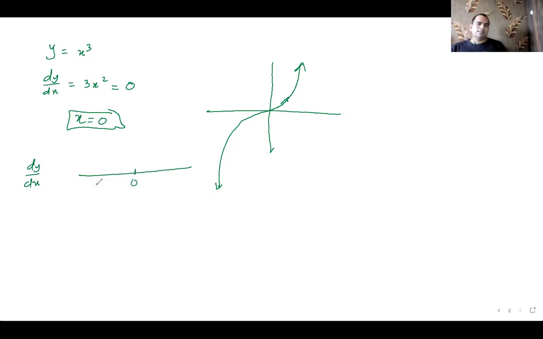Now let's say on this side I take -1 and plug it here. So 3 times -1 squared is positive 3. So here it's positive. And if you take x as 1, obviously here it also is positive. So you can see there's a little bit of contradiction. Why is it positive on both sides? Or sometimes you'll notice that it's negative and negative.